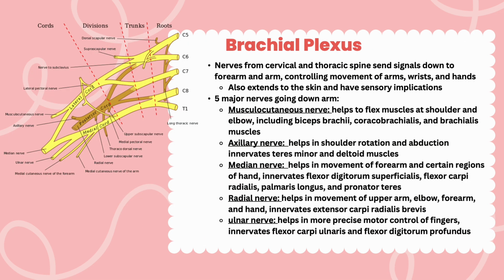All right, so next we're going to be talking about the brachial plexus. This is coming from our second unit, which dealt a lot with our nervous system. Ultimately, the brachial plexus is this large branch of nerves that come from your cervical and thoracic spine, and they extend all the way down into your forearm. These nerves are responsible not only for the sensation of your forearm, hands, and fingers, but they also control movement as well.